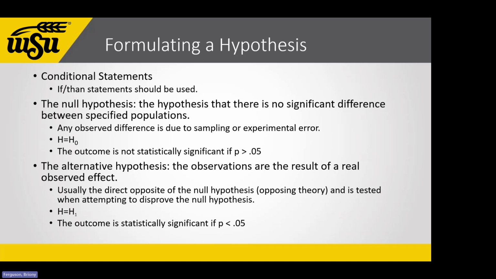In layman's terms, this is going to be an argument against your hypothesis. So you're going to form your original hypothesis, then you'll have a null hypothesis that is stating the opposite of your hypothesis. Then you will sometimes have an alternative hypothesis. And these are going to be observations based on a real observed effect, usually the direct opposite of a null hypothesis or an opposing theory, and it's tested when attempting to disprove the null hypothesis.